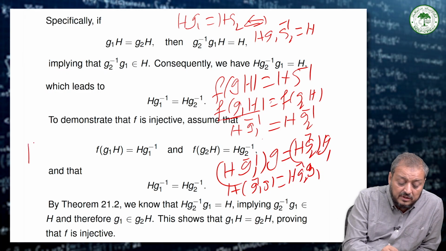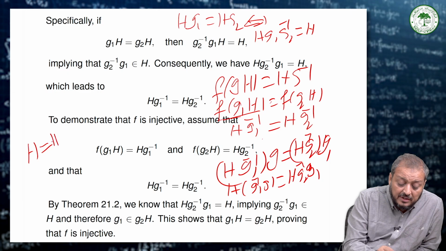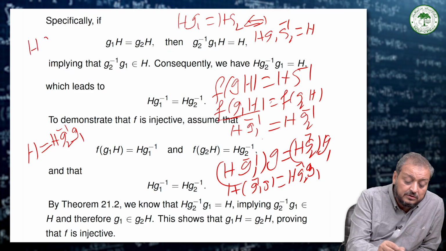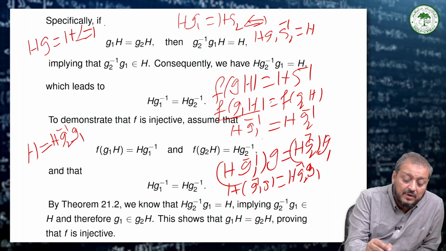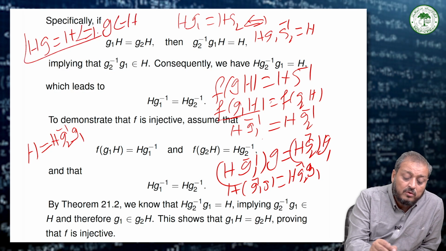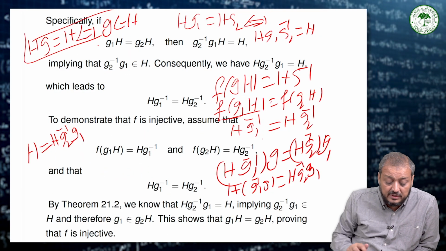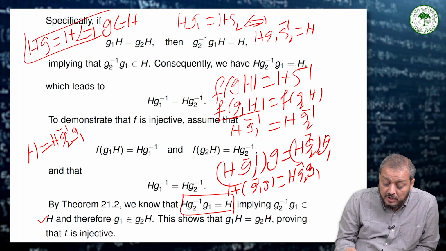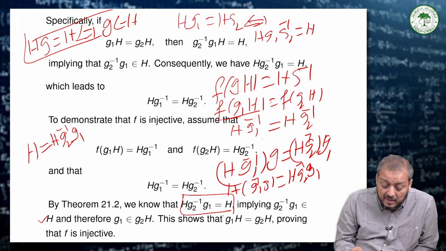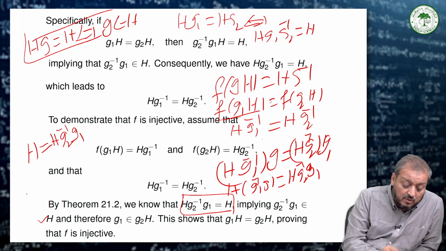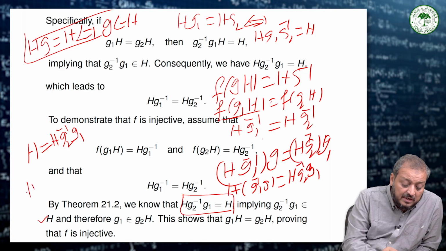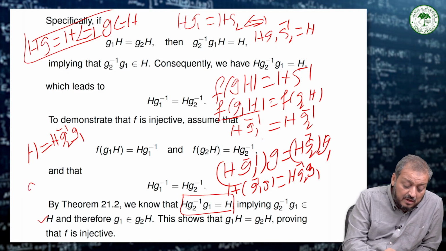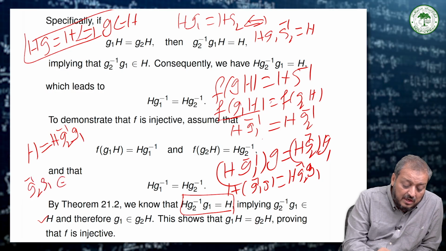So finally we write H is equal to H of G2 inverse and G1, and now we just say that H of G is equal to H. This implies that G is an element of H. By using this result, if this is equal to H, then G2 inverse G inverse is an element of H. So we can say that G2 inverse and G1 is an element of H.